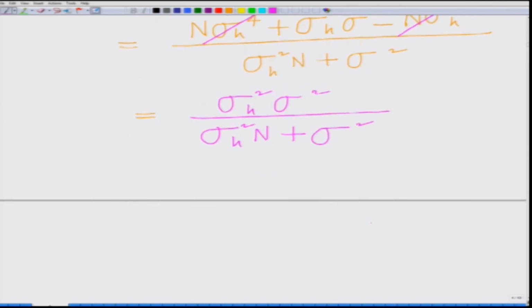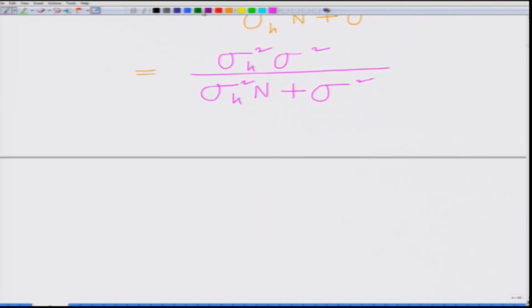Now, to simplify further, we are going to divide both the numerator and denominator by this quantity, sigma h square times sigma square.